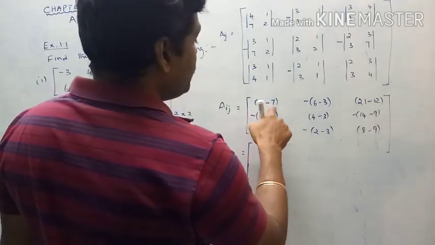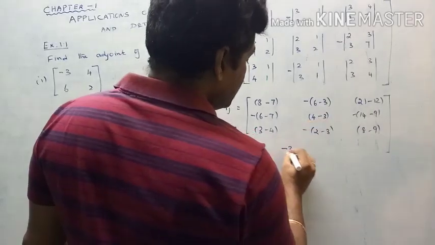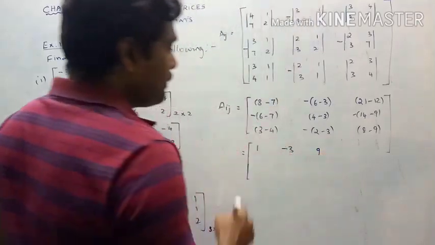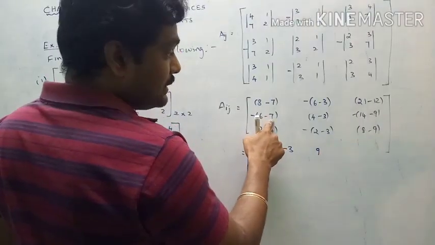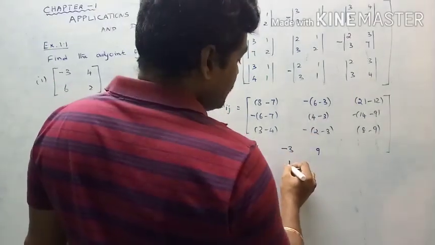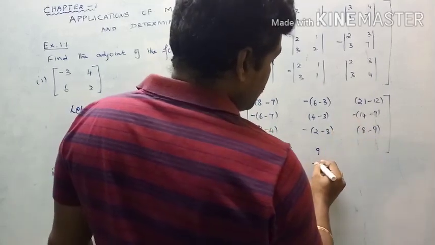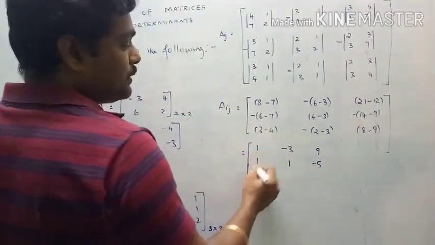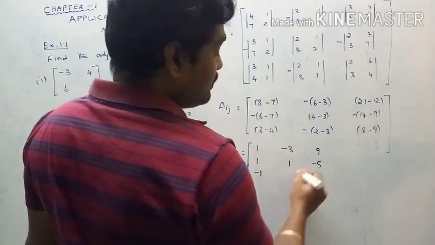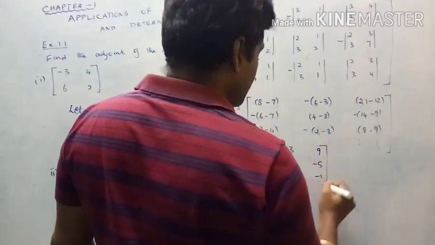Now, 8 minus 7 is 1, 6 minus 3 is 3, with the outer minus it is minus 3, 21 minus 12 is 9, 6 minus 7 is minus 1, with the outer minus, minus and minus is plus 1, 4 minus 3 will be 1, 14 minus 9 is 5, with the outer minus, minus 5, 3 minus 4 will be minus 1, 2 minus 3 is minus 1, minus and minus plus 1, 8 minus 9 is minus 1.